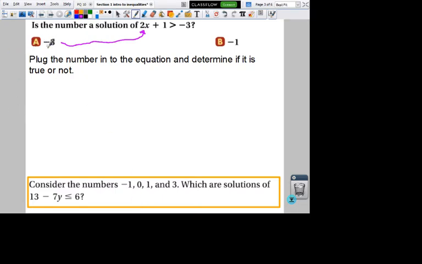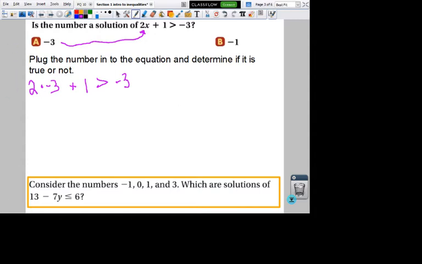So I'm going to plug in negative 3 into my x here. So I'm going to go 2, and help me out, Susie, what's in between the 2 and the x right here? There's a times sign there. So when I plug in that negative 3, I'm going to go 2 times negative 3. I still have a plus 1, and it is greater than negative 3. That looks like a 7, I know, but it's really a greater than. I'm not very good at making these by hand. They always look like 7s.